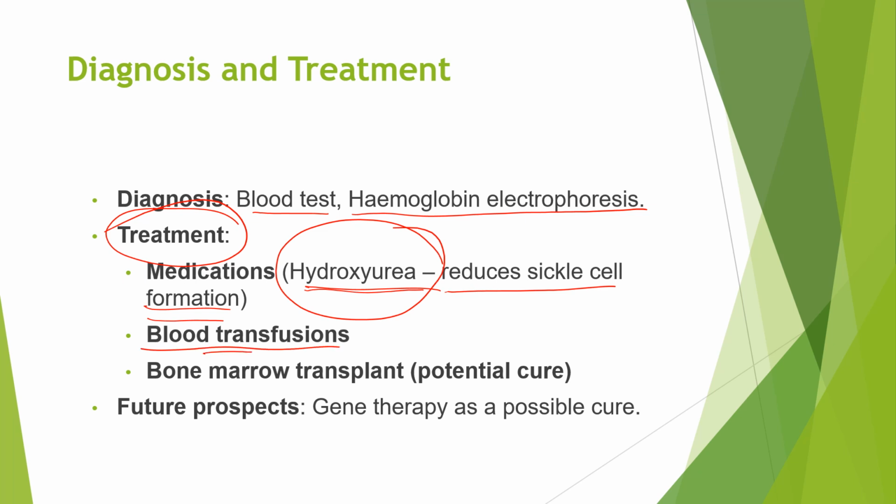Now blood transfusions can also be helpful because they increase the biconcave, normally shaped RBCs in your blood, which will reduce the oxygen deficiency in anemic patients. Now bone marrow transplant is a potential cure. Now for future prospects, we are seeing that gene therapy can be done so that the mutant gene can be replaced with a new gene. That gene therapy has not yet come. So in the near future we think that gene therapy is a possible cure for sickle cell anemia.